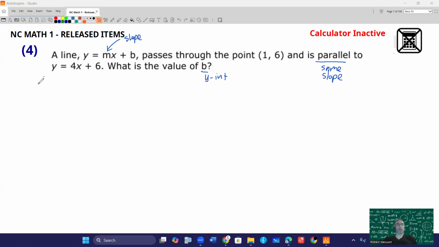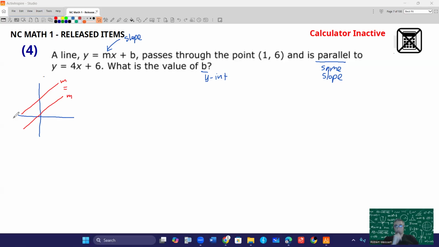Well, okay, what does a parallel line mean? In a graph, lines that are parallel have the same slope but different y-intercepts. So it might look like this, whereas the m here is equal to the m here, but the y-intercept will be different.